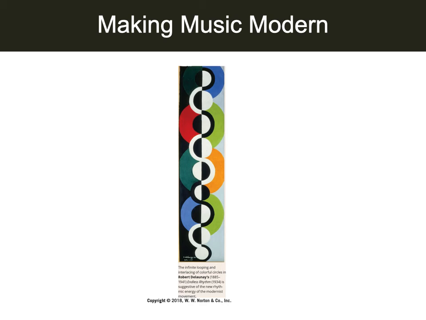Here's a modernist painting. I would say this is serialism. It's a repeated series. The infinite looping and interlacing of colorful circles in Robert Delaunay's endless rhythm is suggestive of the new rhythmic energy of the modernist movement. And he lived from 1885 to 1941. And this painting is from 1934.